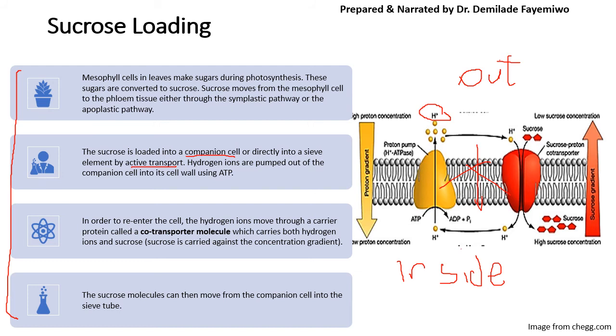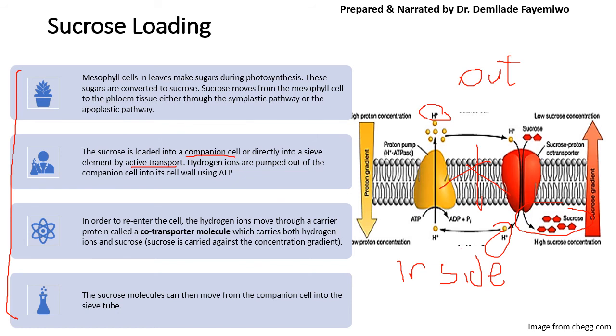And when those two come through, then the protein is able to open up and it brings in the hydrogen ions as well as the sucrose, and this then enables the sucrose to move from the companion cell into the sieve tube. So this is how sucrose is loaded through the companion cell.